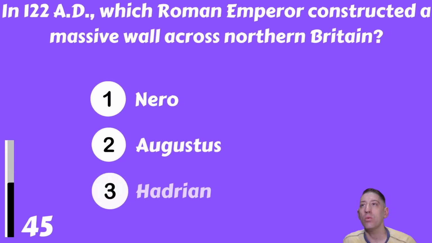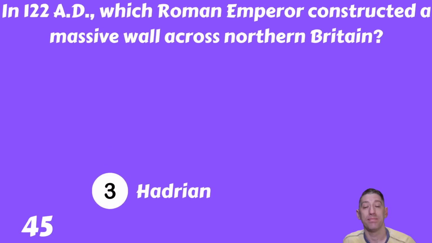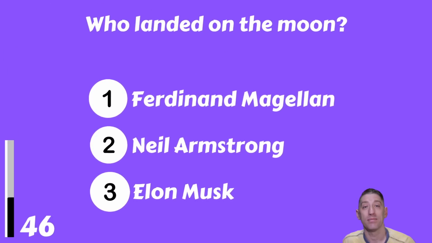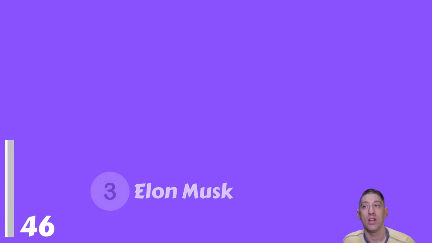In 122 AD, which Roman emperor constructed a massive wall across northern Britain? Nero, Augustus, or Hadrian? Hadrian. Who landed on the moon? Ferdinand Magellan, Neil Armstrong, or Elon Musk? Neil Armstrong.